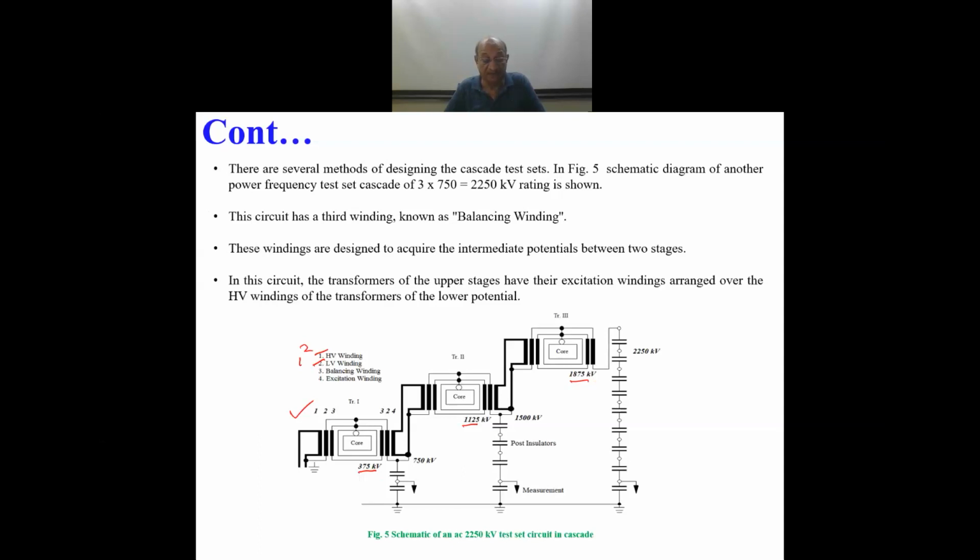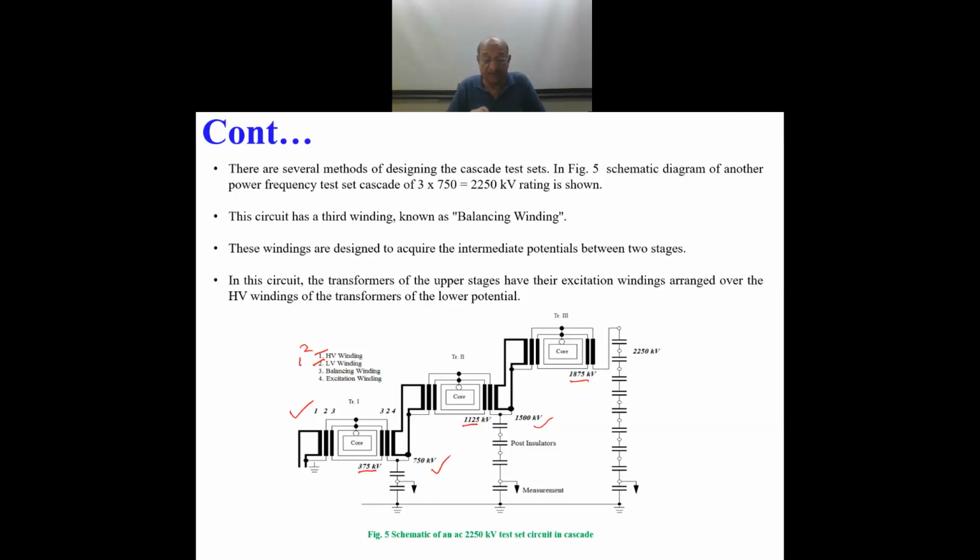The concept has been developed to provide, in between the 2 windings, that is the secondary high voltage winding and the excitation winding, another winding which has an intermediate voltage between the 2. That means, see one thing, the input here in stage 2 is 750 kV, and the output of stage 2 is doubled by cascading to 1500 kV. The balancing winding is in between the two, at 1125 kV.